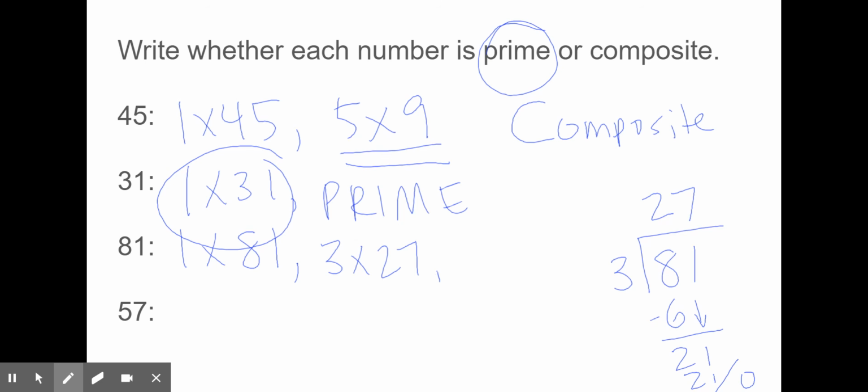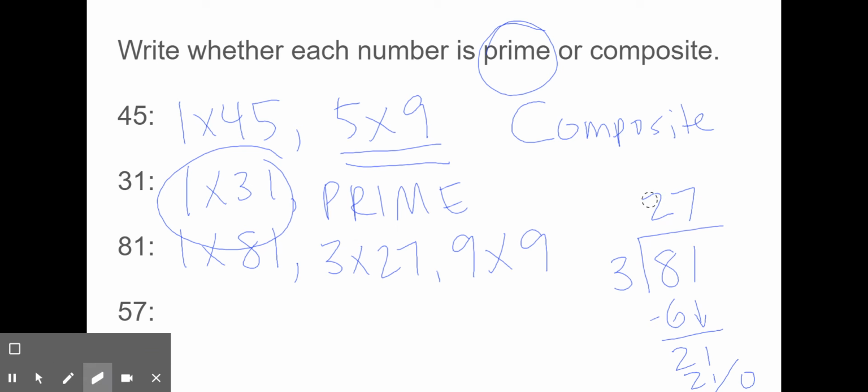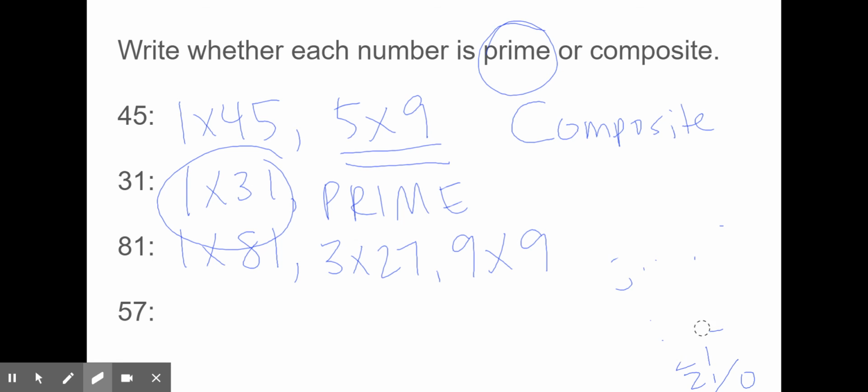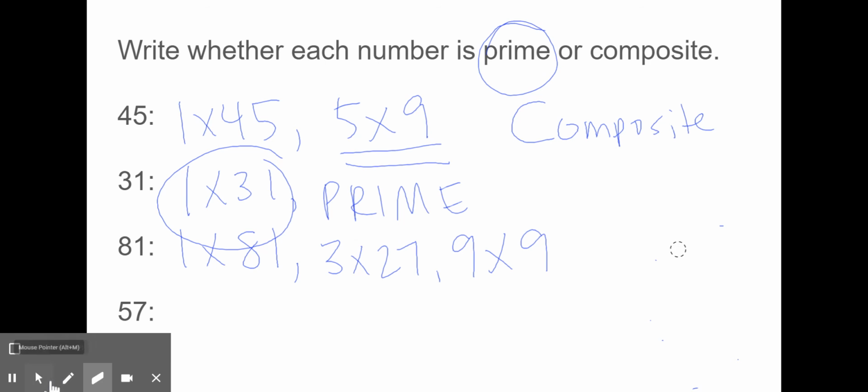And I can go on. In fact, some of you already noticed that 9 times 9 is 81. And so that makes 81, what is it? Is it prime or is it composite? Is it special or is it not? It's not very special. No, most numbers have multiple factor pairs. So we're going to say that 81 is composite.